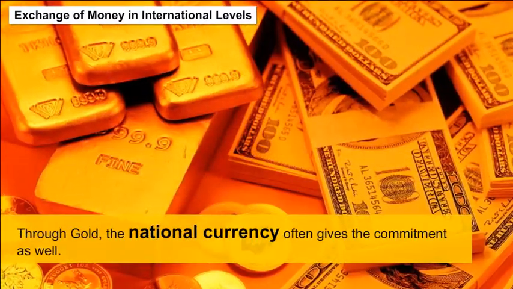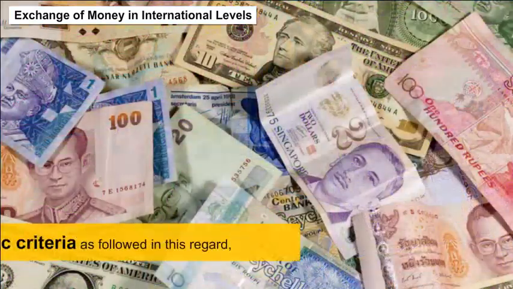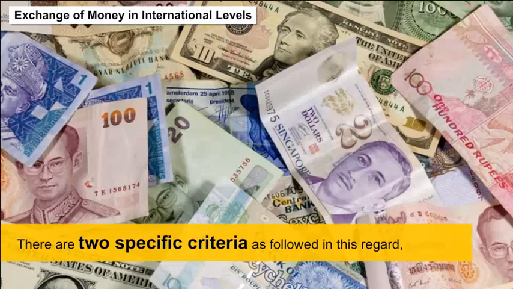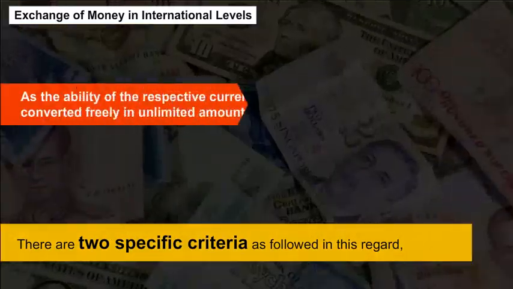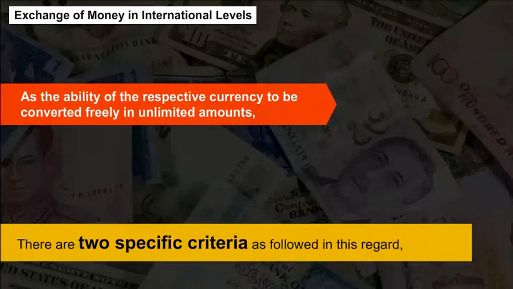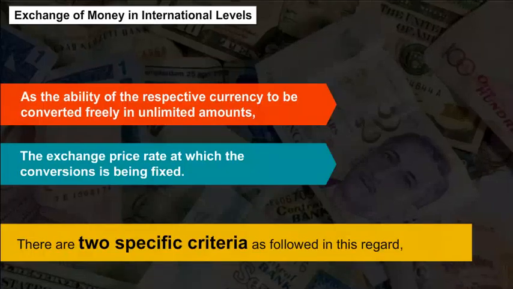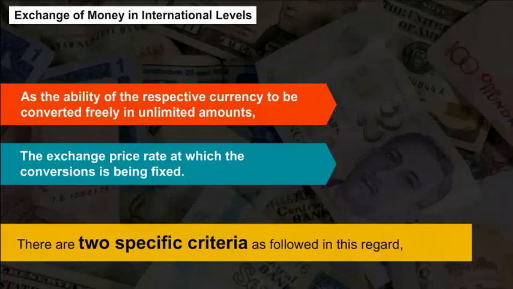Through gold, the national currency often gives a commitment as well. There are two specific criteria followed in this regard: the ability of the respective currency to be converted freely in unlimited amounts, and the exchange rate at which the conversion is fixed.